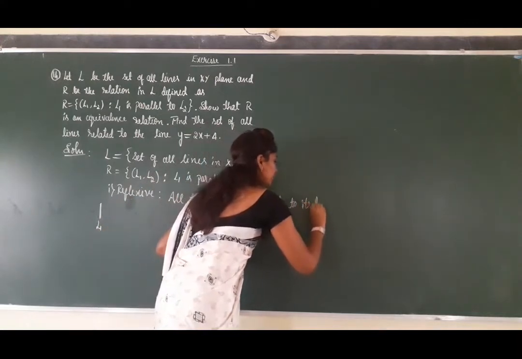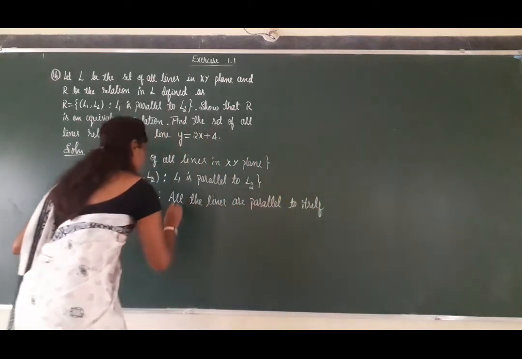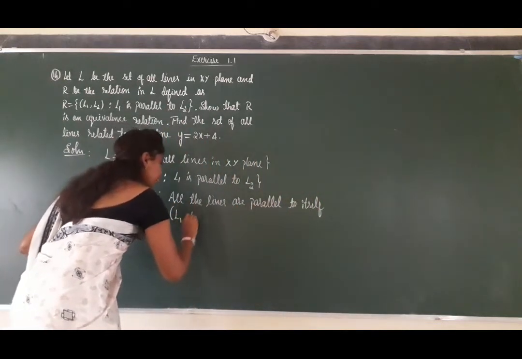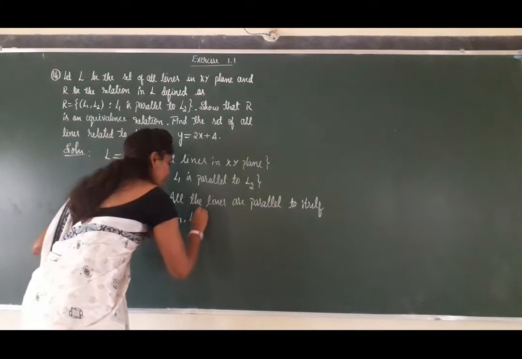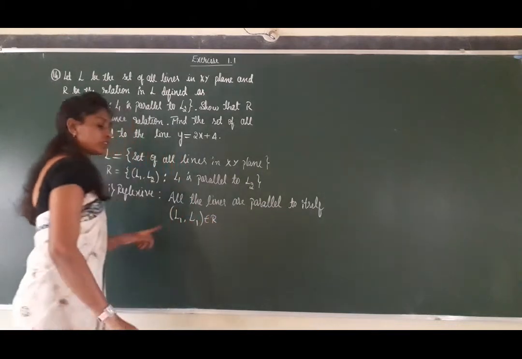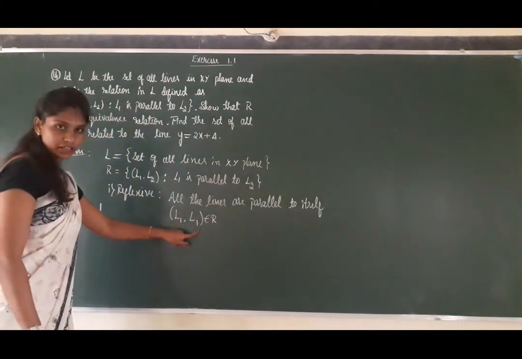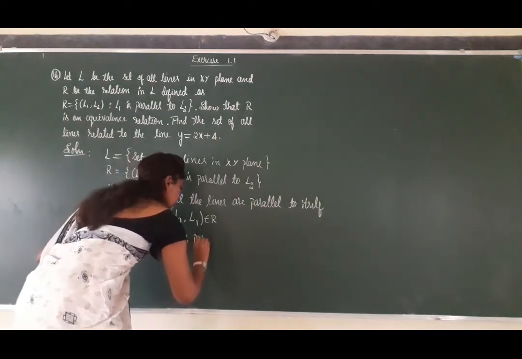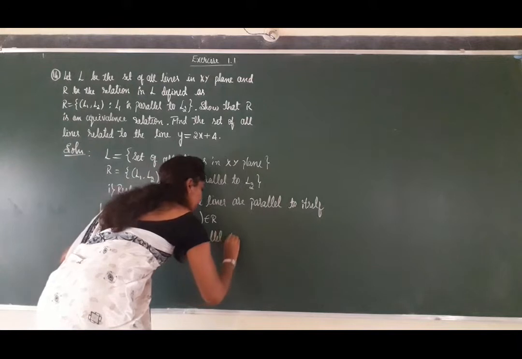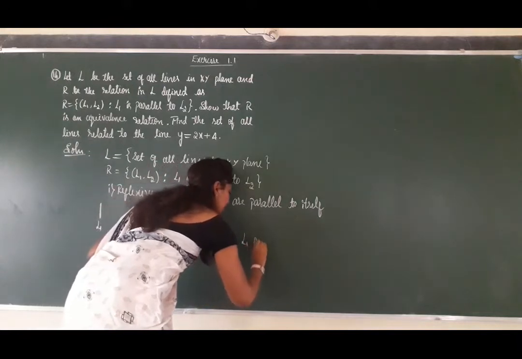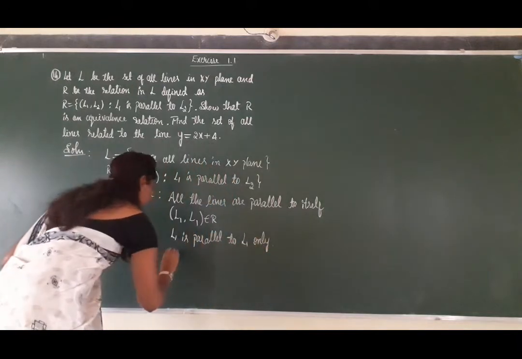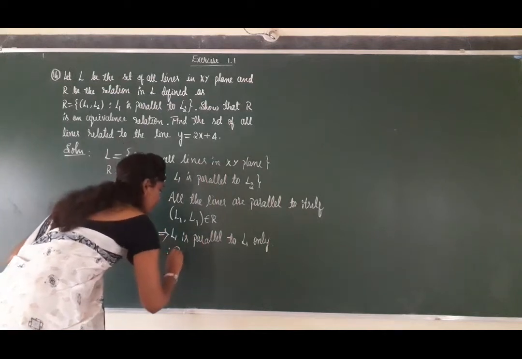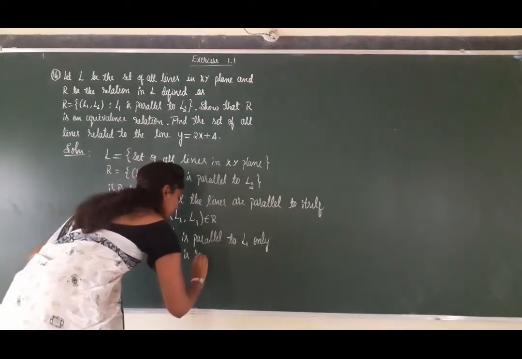Parallel to itself means, take any line L1. L1 belongs to R. L1 is parallel to L1. L1 is parallel to L1 only. Therefore, R is reflexive.